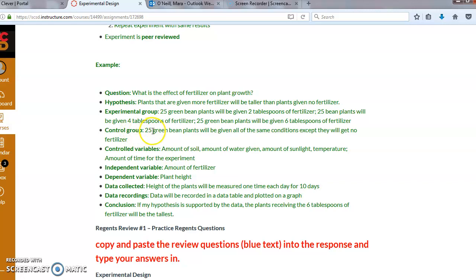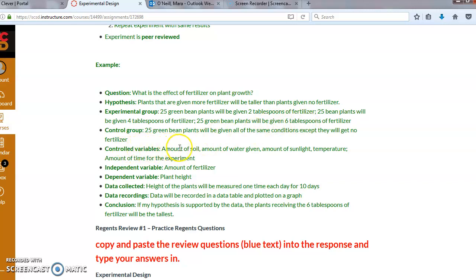Control group is the 25 green bean plants that will be given all the same conditions except they will get no fertilizer. So there's actually 4 groups. The first group has no fertilizer. Second group has 2 tablespoons of fertilizer. Third group has 4 tablespoons of fertilizer. And the fourth and final group has 6 tablespoons of fertilizer.